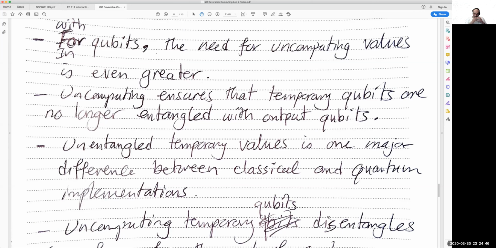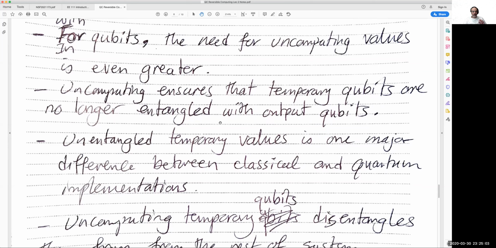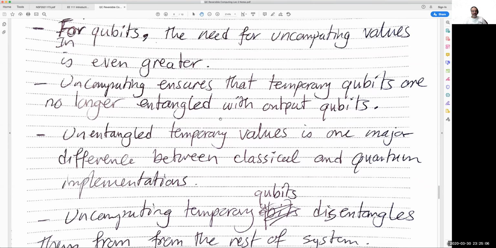So uncomputing values is of even greater importance in quantum computing. Uncomputing ensures that the temporary qubits are no longer entangled with the output qubits. That entanglement means you cannot use these bits for anything else. You need to de-entangle them, or unentangle them. Not sure whether it is de-entangle or unentangle, but unentangle is what's in the book. So unentangling the temporary values is one major difference between classical and quantum implementations.